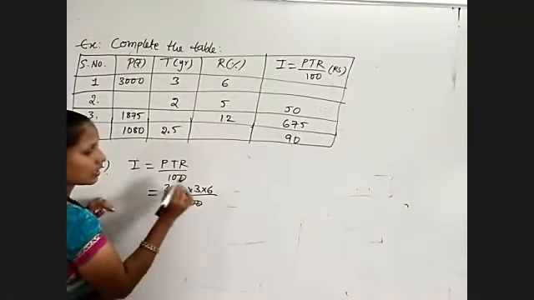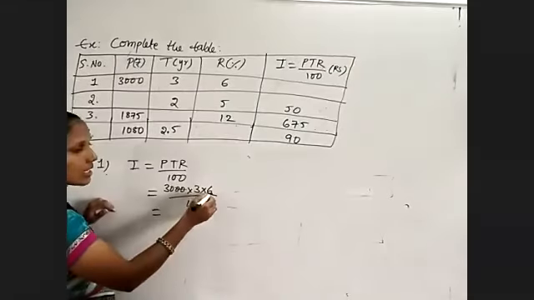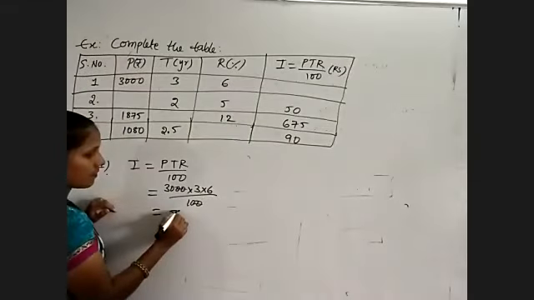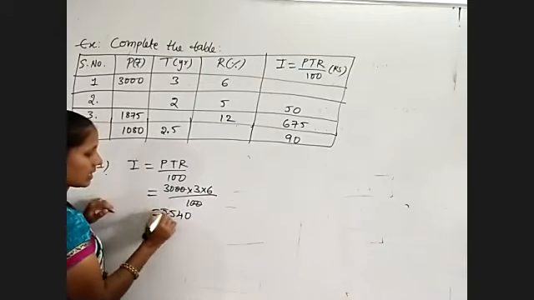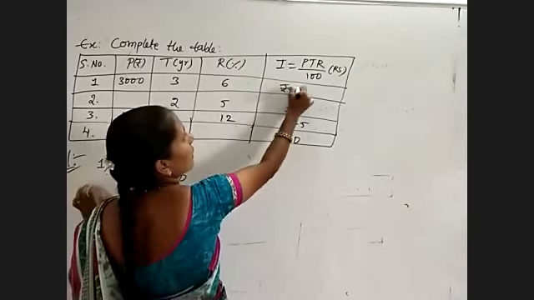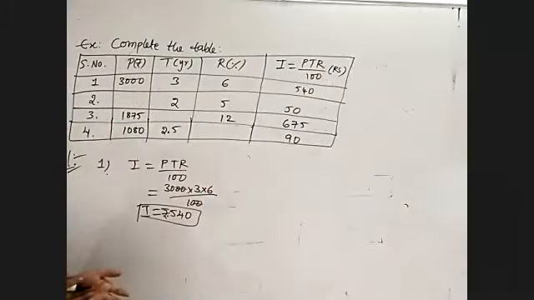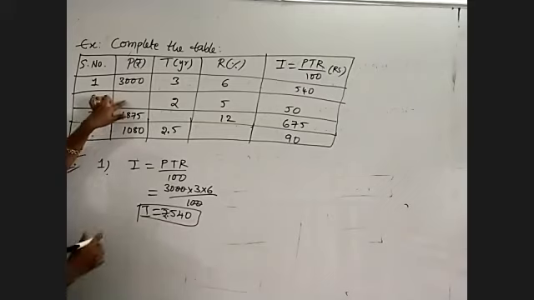That's it. These two zeros will get cancelled. 3s are 9, 9 6s are 54. 540 rupees interest. That's it. Here we are getting 540 rupees. So already rupees they have mentioned this. Just write the number. Like that only we must find for second problem also.